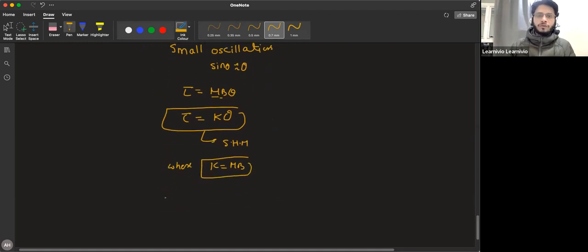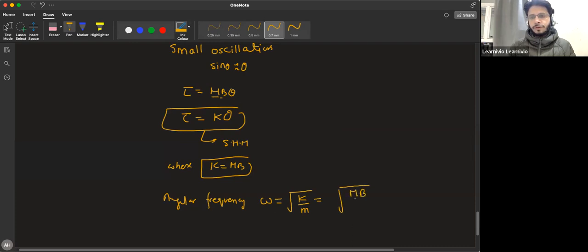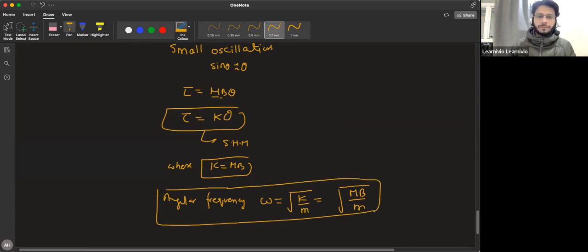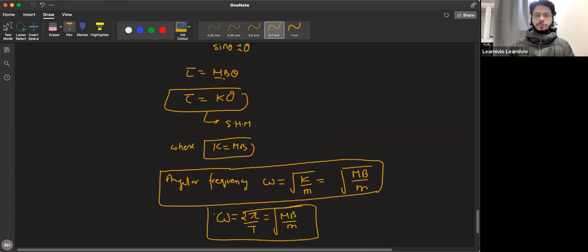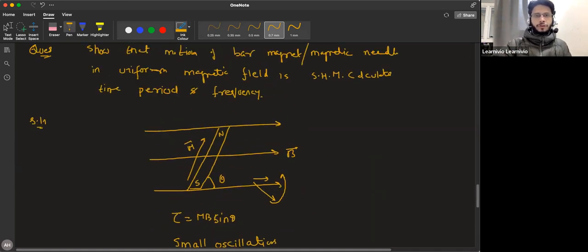Now you have to calculate the angular frequency. The angular frequency omega is root over k by I, so it's root over MB divided by I. You can also calculate the time period of oscillation. Angular frequency is 2 pi by time period. This is it. Note it down.